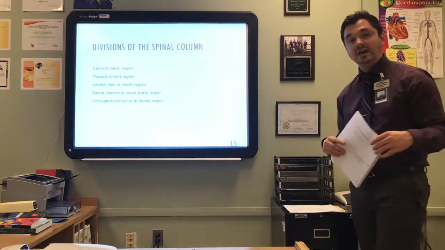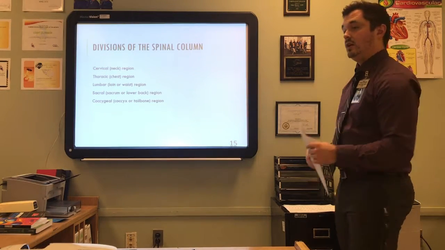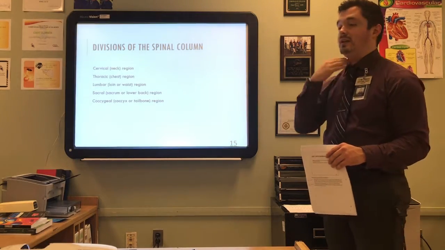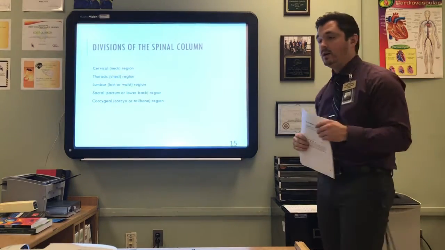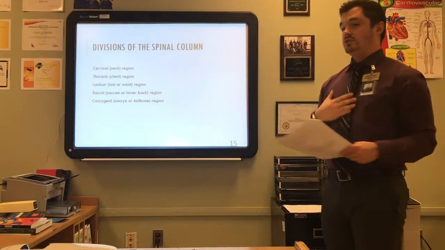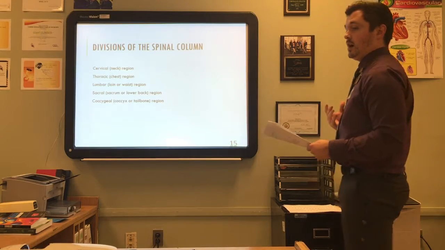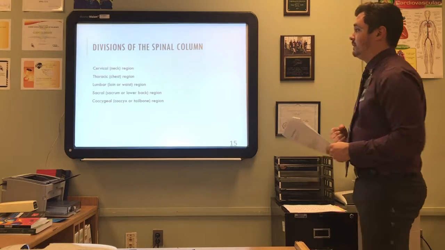Now there are different divisions of that spinal column. When I talk about the spinal column, I'm talking about the actual backbones here. You have your cervical or neck region, which is right here, so these 7 cervical vertebrae. Then you have your thoracic or chest region. Each rib is connected to a thoracic vertebra, so there are 12 thoracic vertebrae there.